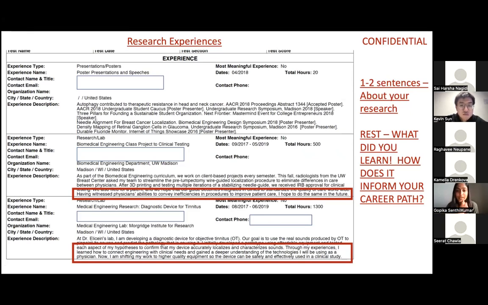Oh. Yeah. And then same thing with your publications. You also want to put in your title, what journal you submitted to, what date, the DOI. Okay.